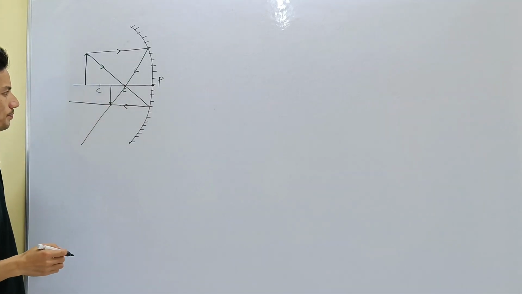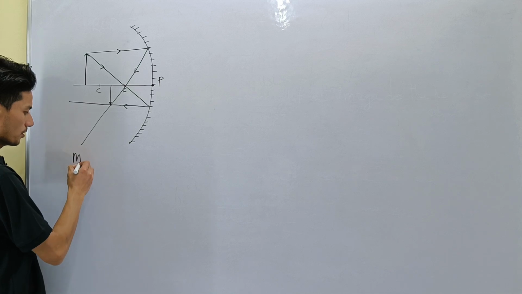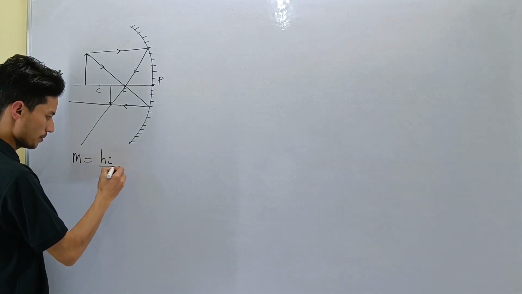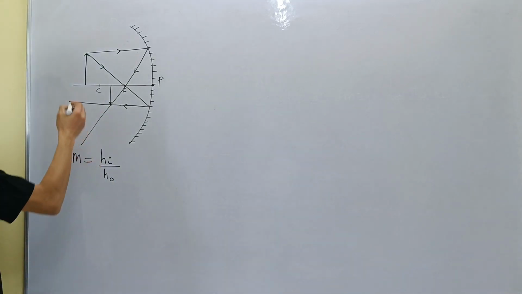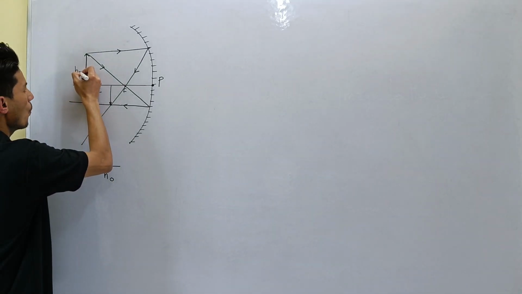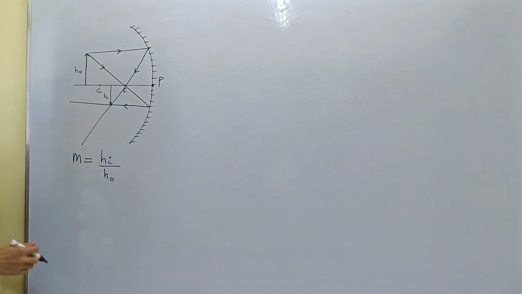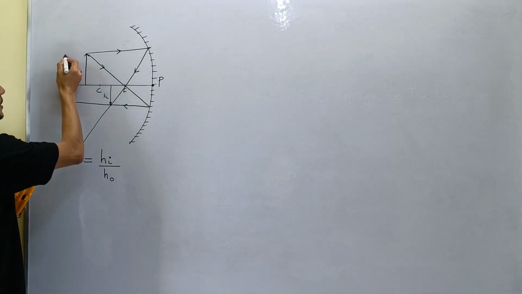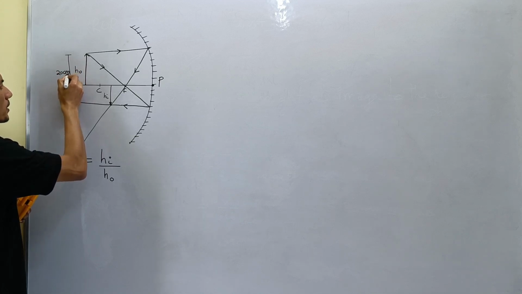So now let us talk about magnification here. Magnification is height of the image divided by height of the object. Yes or no? This is HO and this will be HI. Now it is very clear from the figure that the height of the object is bigger. So let's take the height of the object to be 20 centimeter.